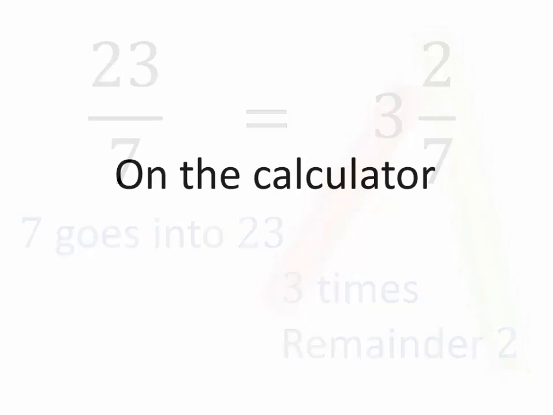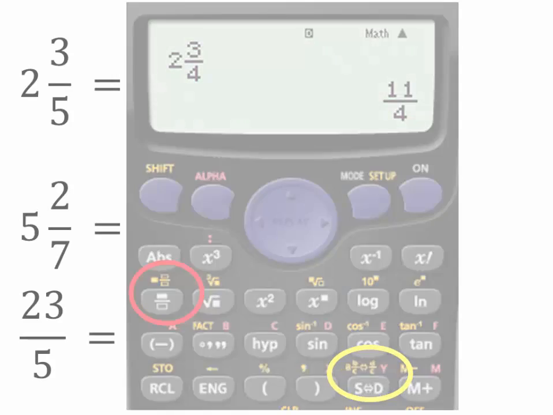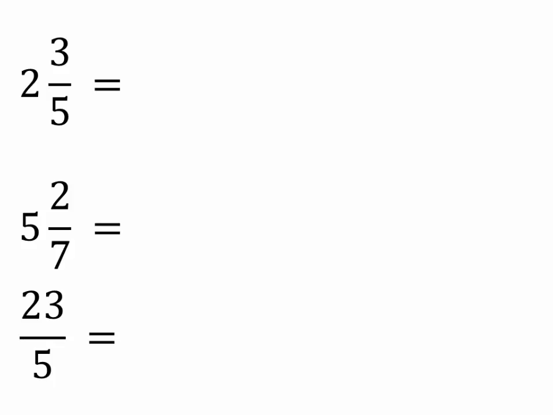Now when we do it on the calculator, there are 2 buttons that are very important. The one circled in red, you can see there, if you use the shift, it's the mixed fraction button. And the one circled in yellow, also with shift, is the one that converts mixed fractions to improper fractions. Now what we'll do is try and work out these on the calculator.